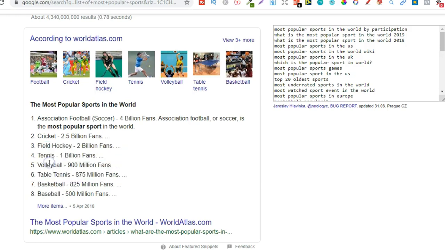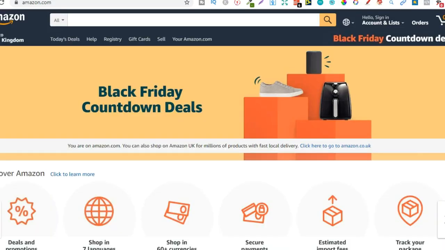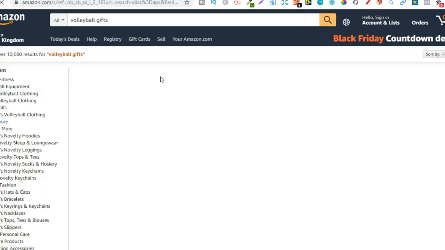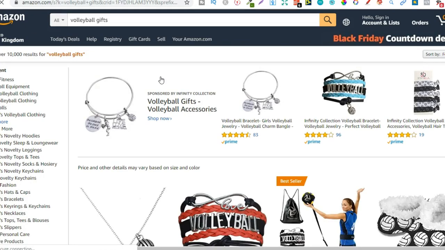So for an example, let's take volleyball. Let's go over to Amazon and type in volleyball. As you can see right here, volleyball gifts. People are looking for volleyball gifts. So if we click on this, if you create a volleyball notebook or a journal and target these keywords, then every time someone searches for a volleyball gift, they're more than likely going to come across your notebook or your journal, and if they like the look of it, they're going to buy it for their friend or relative. So it has to look good as well.